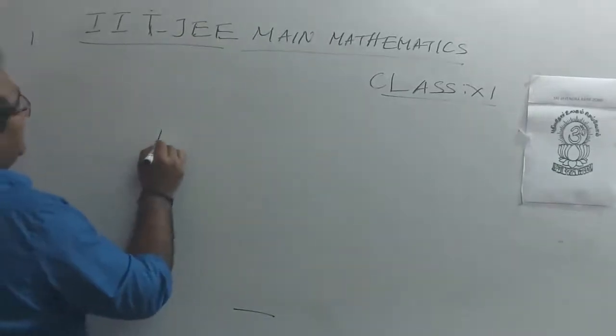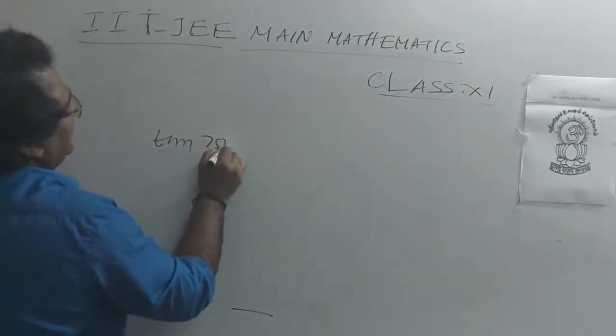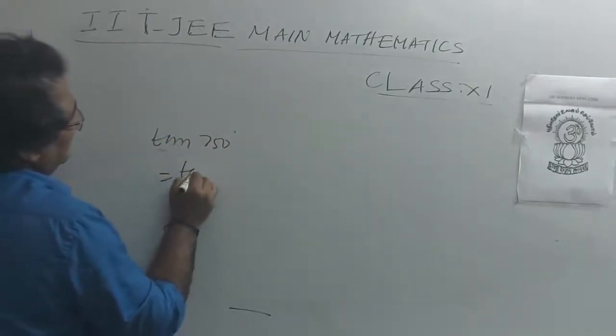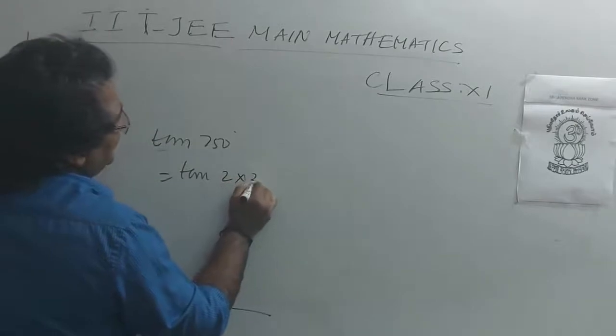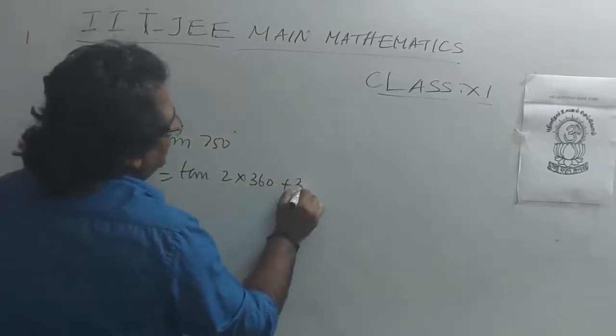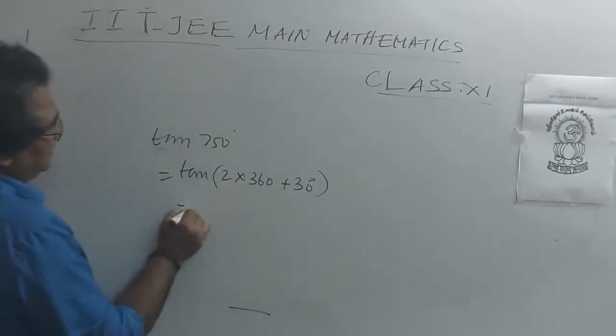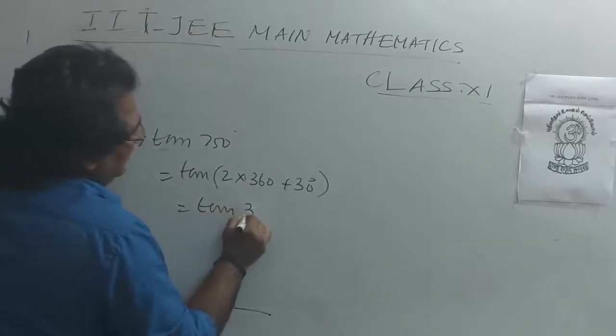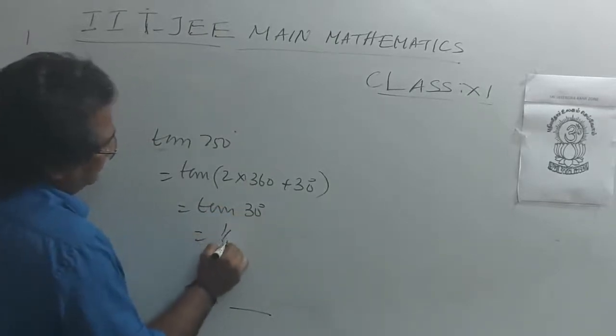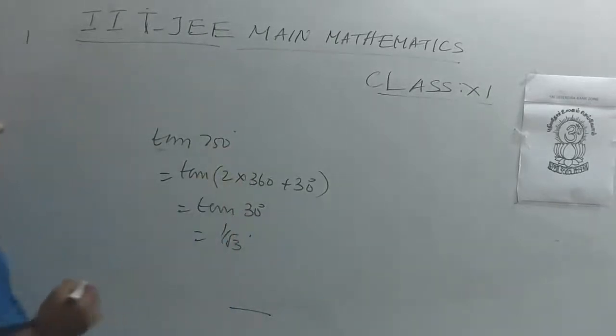I want to find tan 750 degree. Tan of 2 times 360, 720, plus 30. That is equal to tan 30, that is 1 by root 3. That's the answer.